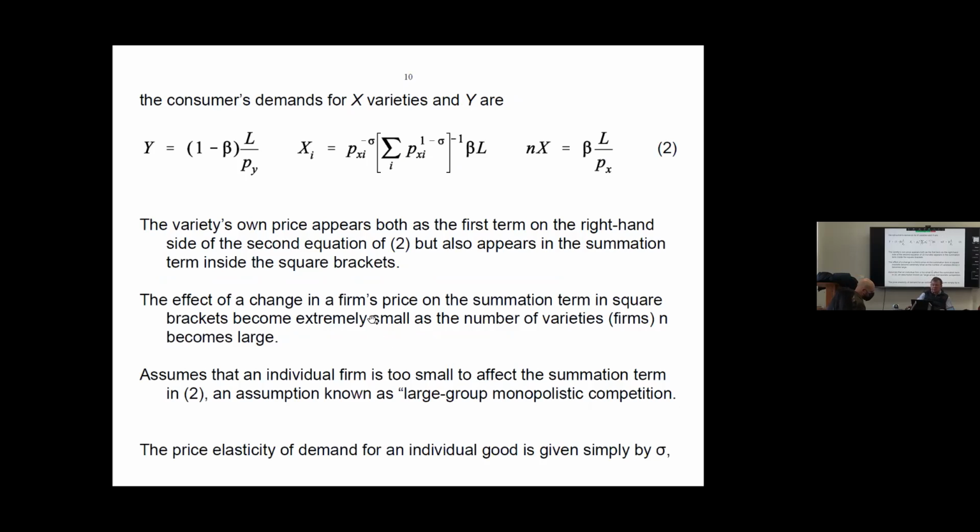Okay, so we sort of went through this already. You see the CES demand function there for XI, and the total amount of stuff bought, N times X, is beta L over PX. Okay, so the rest of it I've kind of gone through. The large group assumption is that while your own price is in the summation in the expenditure function E, you just ignore any effect you have on that because there are so many varieties that it's just not responsive to your own price.